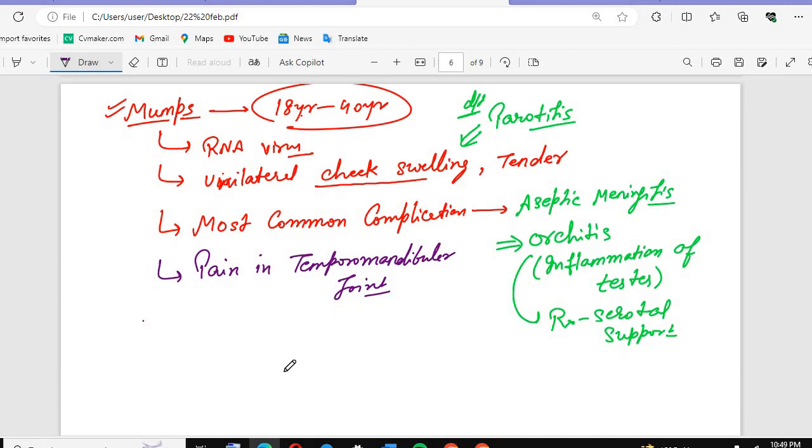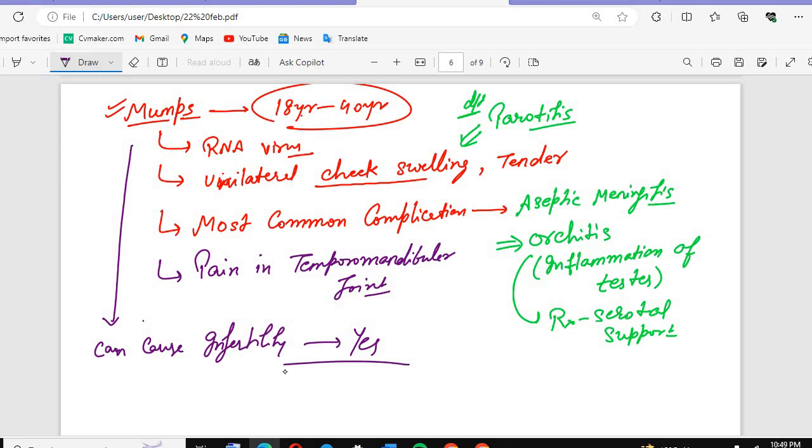So remember these things. If we have pain in the temporomandibular joint, the person will not be able to chew, and will not be able to swallow as well. Then in the mumps, remember that it can cause infertility. It can cause infertility, yes or no? The answer is yes, it can cause infertility as well. I hope the mumps point is clear here.